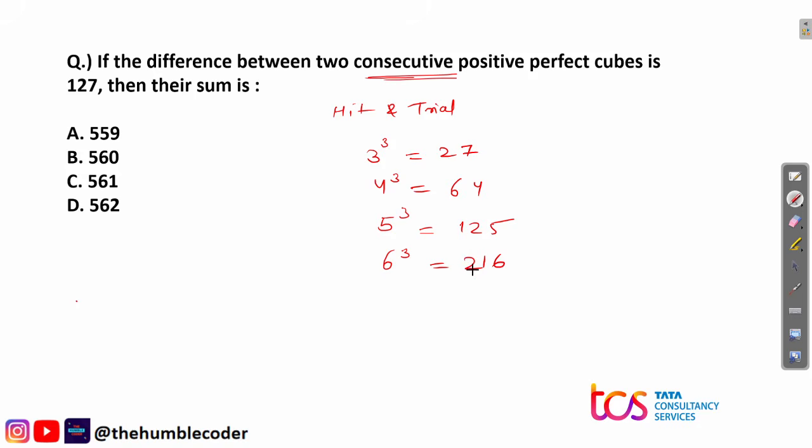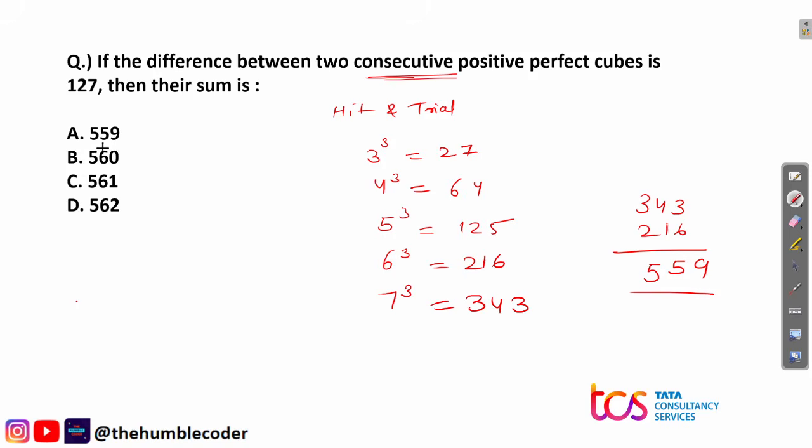Again, when we add 216 and 125, our answer will reach the range of 400 only. So again, the sum will not be somewhere around this. So let's take the next cube, that is 7 cube, which is 343. Now when we add them up, the answer will reach the range of 500, but let's try whether the sum is present in the answers or not. So when we add 343 and 216, 6 plus 3 will give us 9, 4 plus 1 will give us 5, and 3 plus 2 will give us 5. Now we have 559 as the sum.